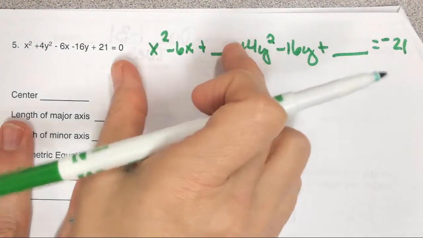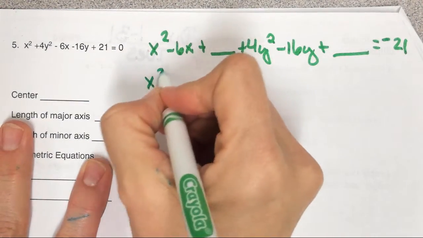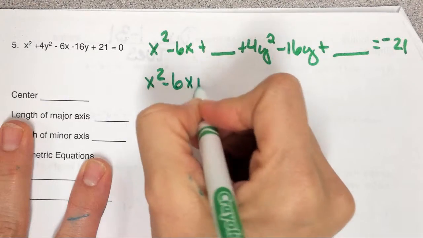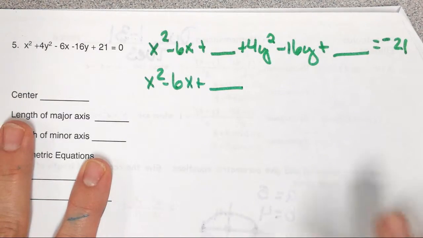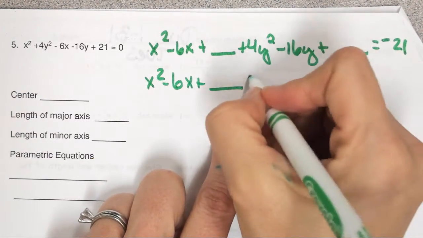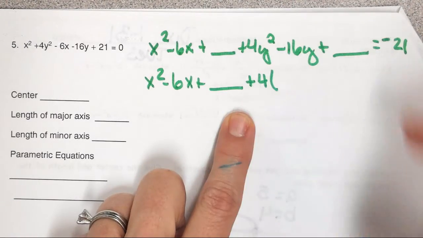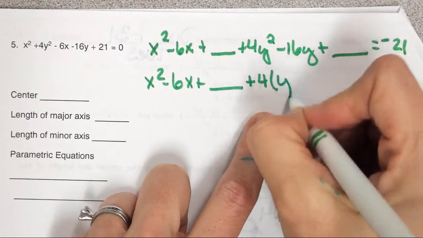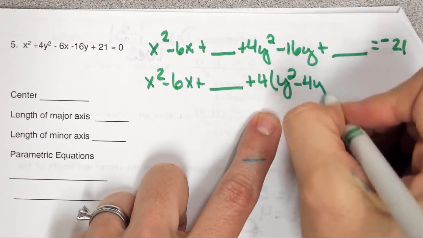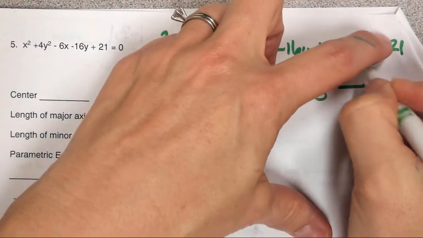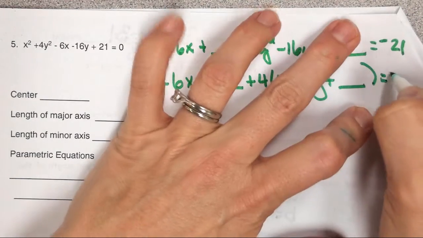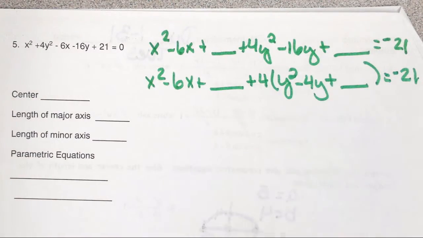Okay, so this stuff comes down for now. It's kind of on hold for a minute until I fix my y's. So to fix my y's, we're going to do exactly what Brandon said. I'm going to divide everything in the y spots by 4. So y squared minus 4y, we're going to leave some room, and it's still going to equal negative 21.